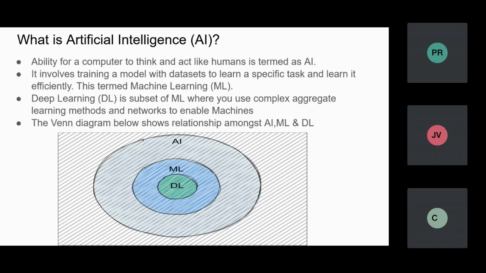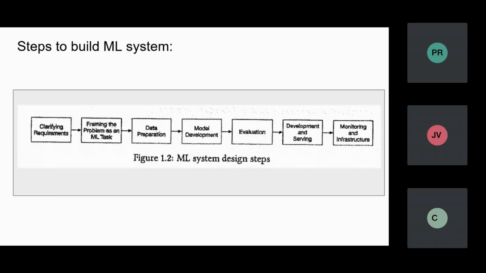Now, let's discuss the steps before designing a system. Clarifying requirements, framing the problem as an ML task, data preparation, model development, evaluation, deployment and serving, monitoring and infrastructure. These are some of the common steps one might need before designing a system. Of course, the use cases of the system can vary, and hence these steps can be flexible, but this can work as a good framework before designing a system.